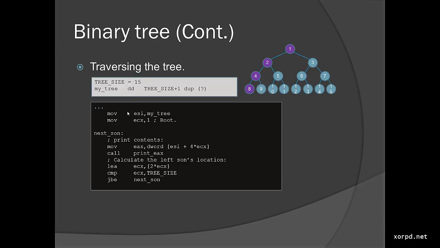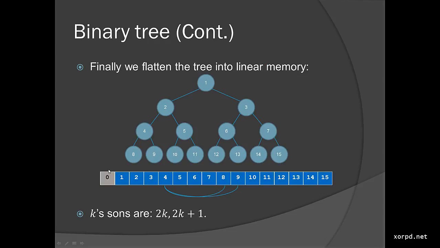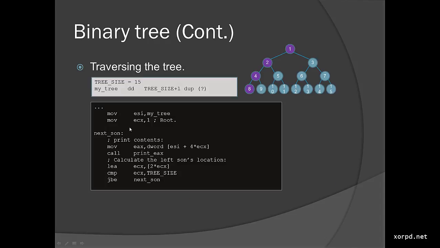Next, we look at the code that actually does this kind of traversal. We load the label myTree into ESI and 1 into ECX. 1 is going to mean the root. You might be wondering why we have plus 1 here. I remind you that the first D word is unused. We are not going to use D word number 0. Therefore, we add 1 for this unused D word.